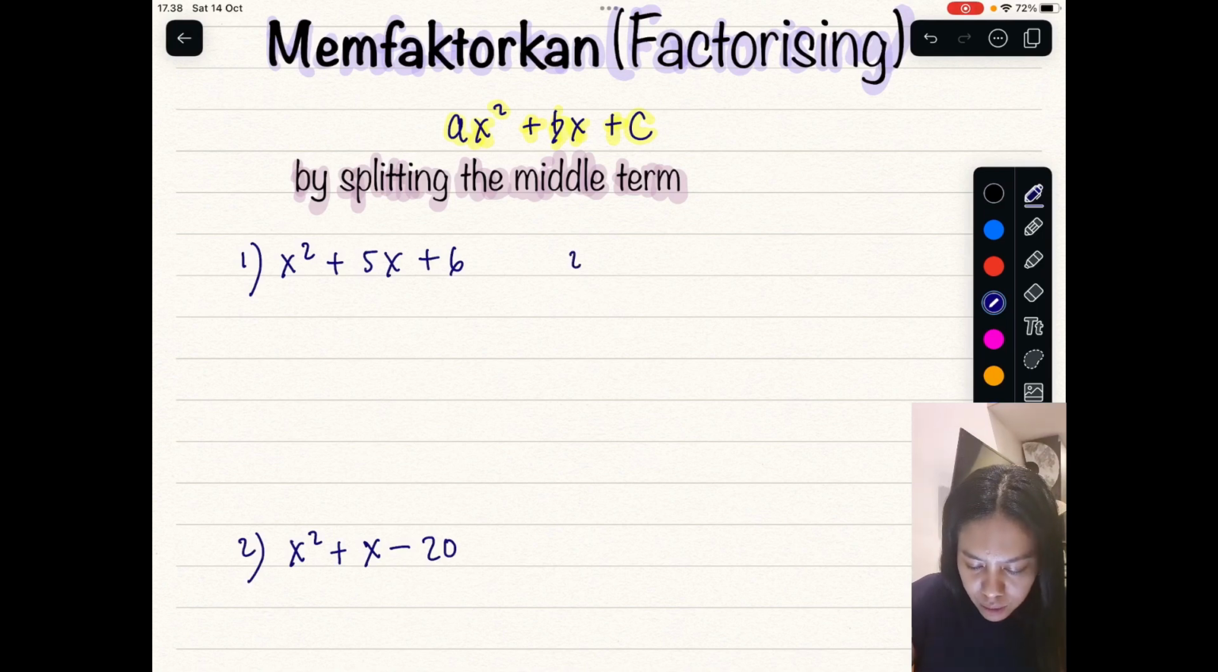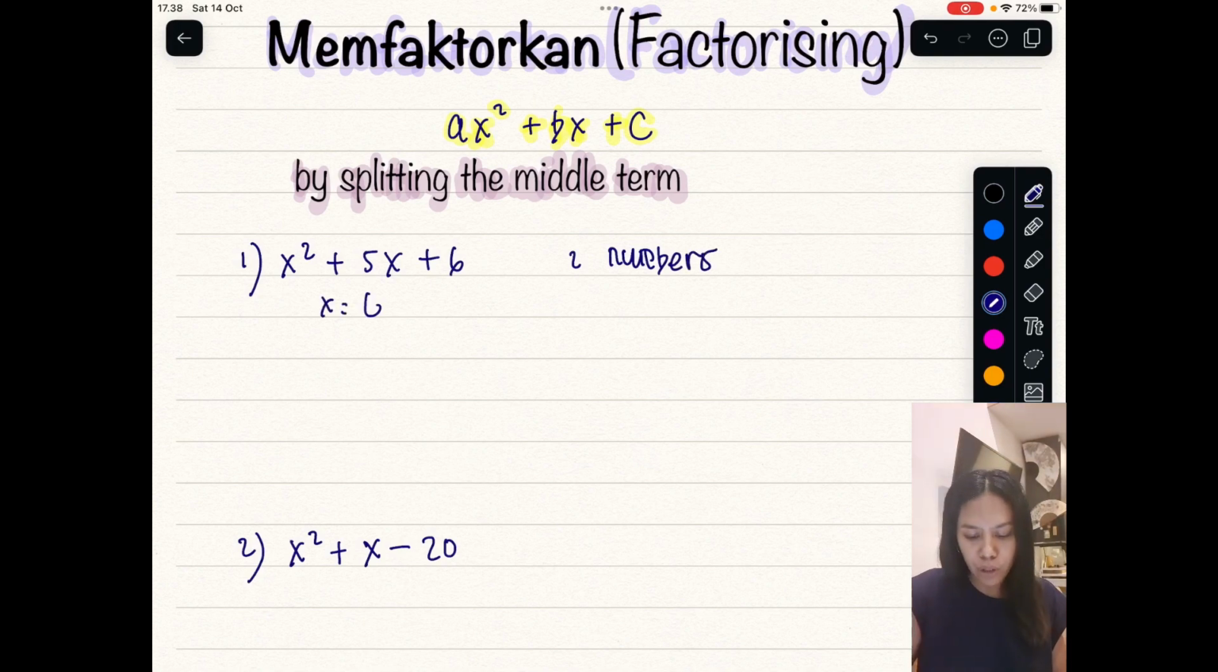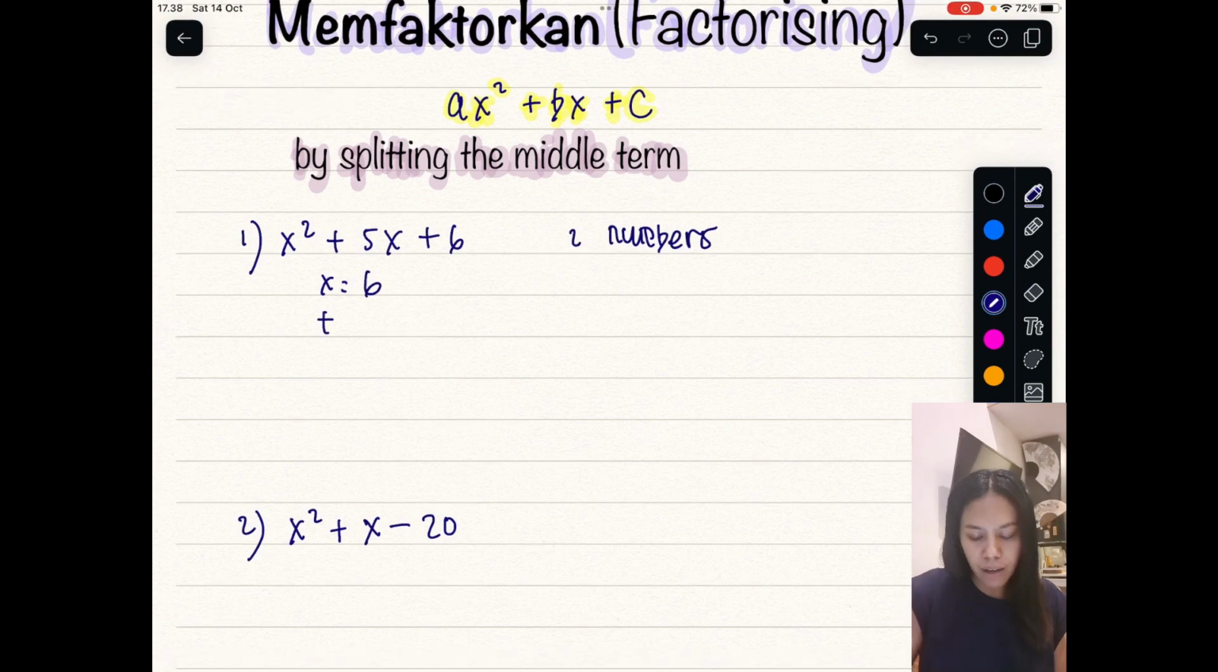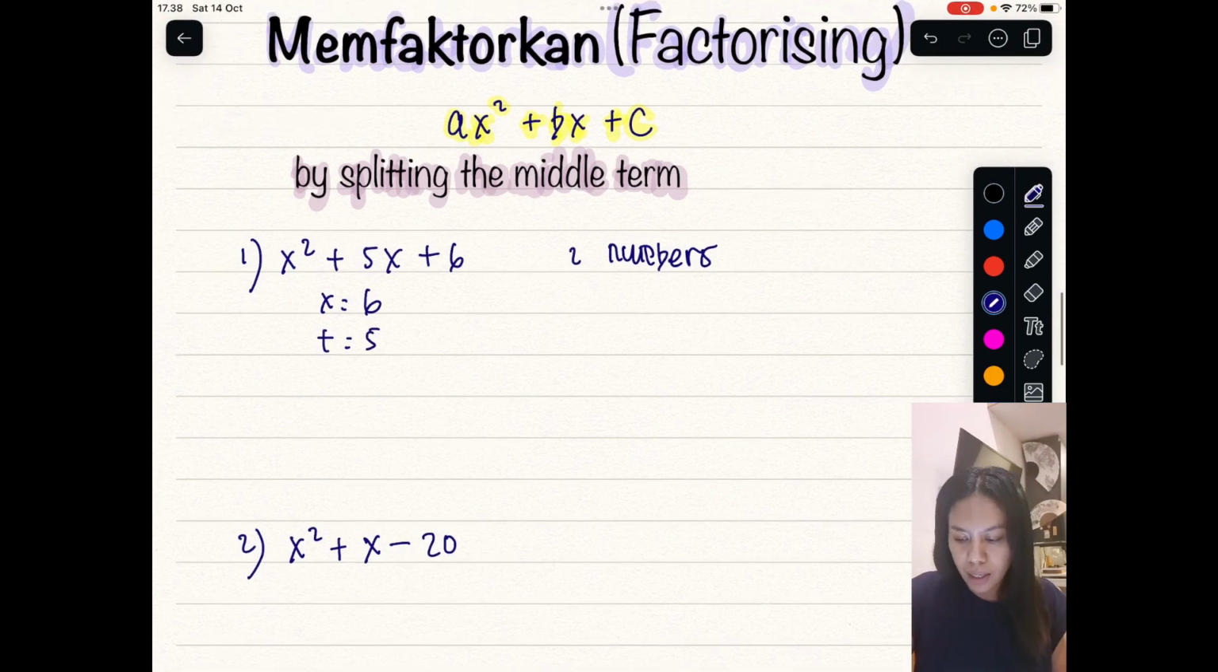Okay, I'm writing two numbers. Two numbers that when you times equals to 6, and then when you plus equals to 5. How did I get the 5 and 6? The 5 I got from the middle term. You see that? The 5. And then the 6 I got from 1 times 6. The 1 is the coefficient of the x squared, and the 6 is the last number. Got it?